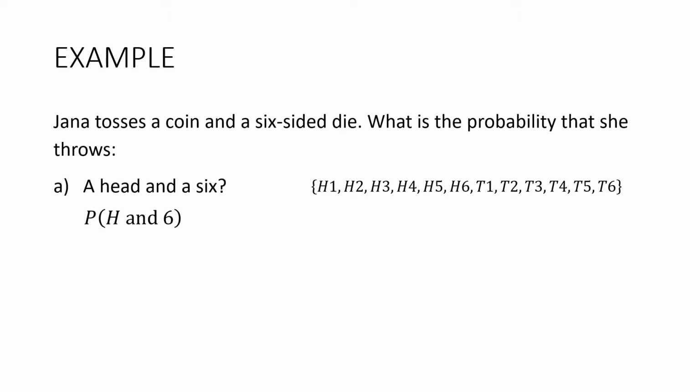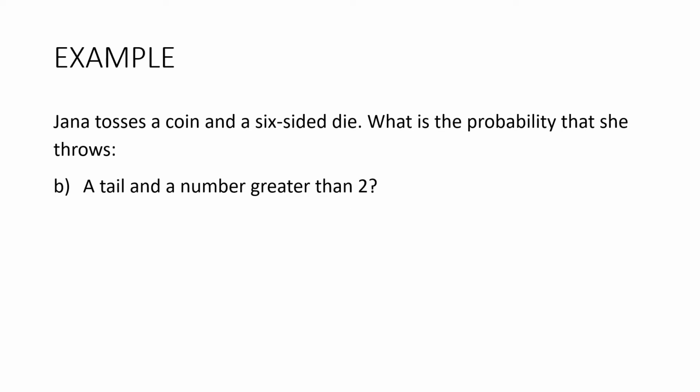So we want heads and a 6. It's going to be equal to the probability of heads multiplied by the probability of a 6. Probability that we throw a head is 1/2. Probability that we throw a 6 is 1/6. Multiply those together and get 1/12. Now, it doesn't matter which method you use. You can use the law of multiplication or you can list the sample space.